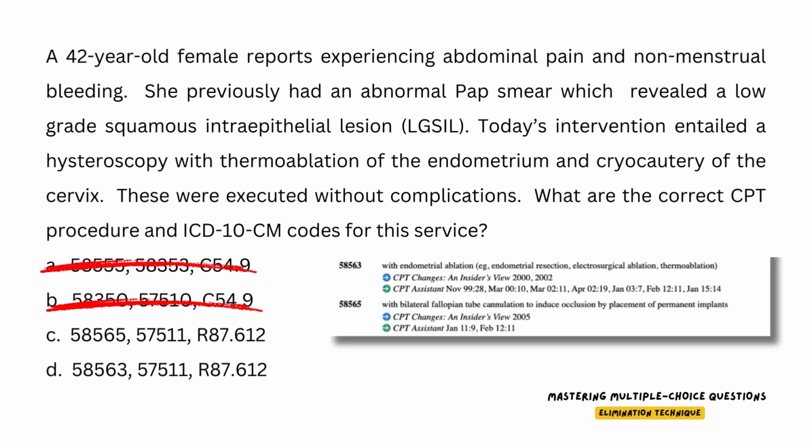Of the two remaining choices, 58565 captures hysteroscopy with bilateral fallopian tube cannulation. Nowhere can we find direct mention of such a procedure in the question. Hence, last to go is letter C. The correct answer is letter D, with 58563 reporting the hysteroscopy with thermoablation, along with codes 57511 and R87.612.